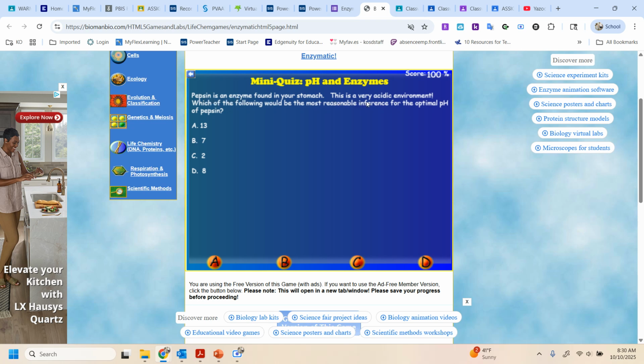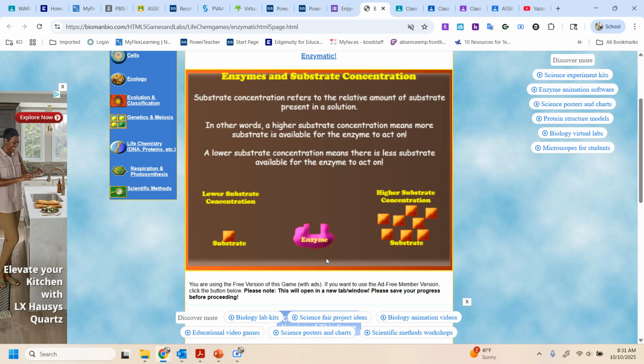That is very acidic. So which of the following would probably be the optimal pH for pepsin, which again is in an acidic environment? Acidic is low pH, so something like 2 would probably be optimal for pepsin.